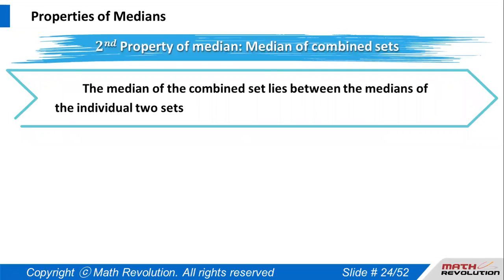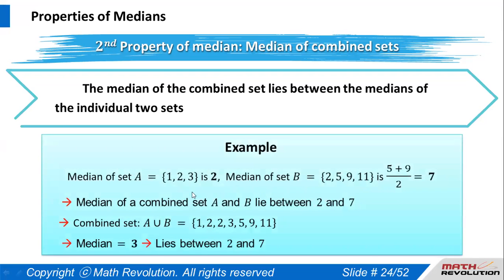Let's go ahead with the next property of median. If you have two sets and you find the median of those two sets separately, but you are asked to find the median of the combined set, it would always lie between the two medians. For example, I have a set 1, 2, 3. There are three numbers, so the center value would be my median, so that becomes 2. Another set is 2, 5, 9, 11. There are four numbers, so the center two values, 5 plus 9, added to become 14, divided by 2 gives me 7. So 2 and 7 are the respective medians for the two sets.